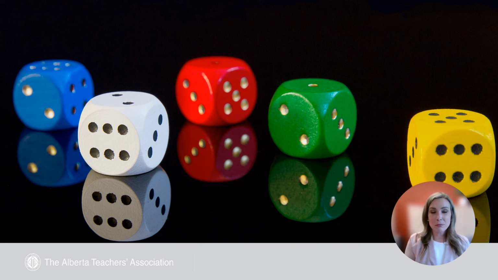You can have folks roll the dice and find someone in the room who has the same number that they do. You can form small groups with different numbers or the same numbers. And if you have the colored dice, you can use the colors to form the groups of folks as well.